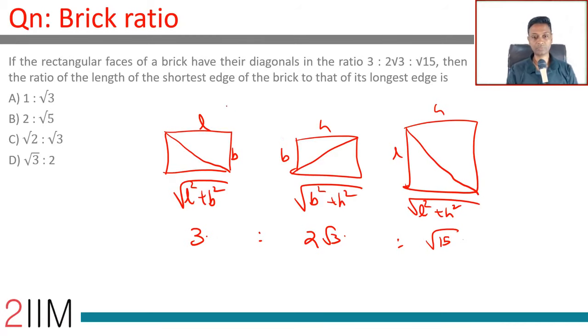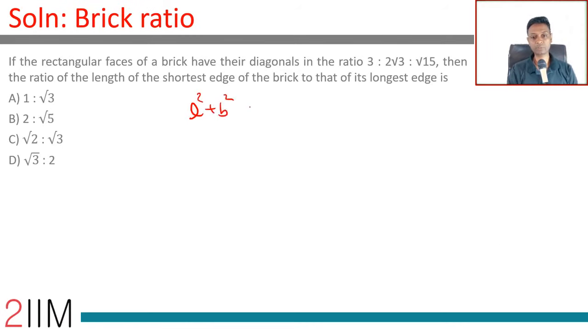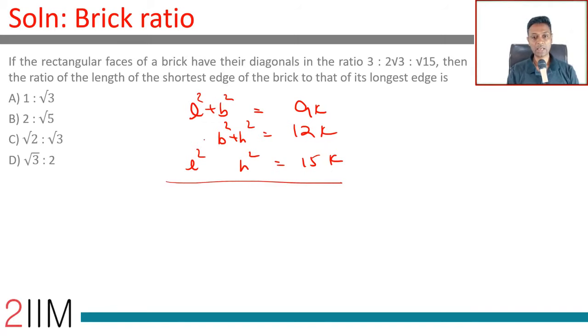Or L square plus B square is 9k. B square plus H square, 2 root 3 the whole square. 2 into 2, 4, 3 into 3, 12. 12k. L square plus H square is 15k. Add all of this up. 2 times L square plus B square plus H square is 9 plus 12, 21 plus 15, 36k. Or L square plus B square plus H square is 18k.